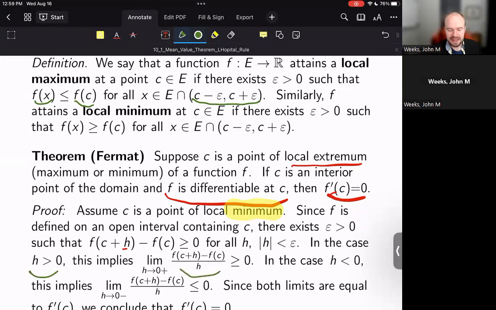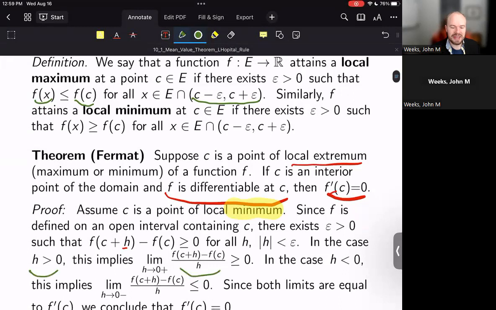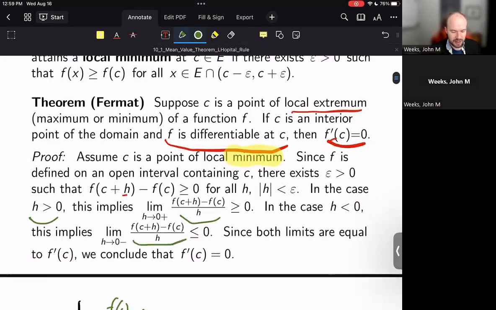In that case, this right-handed limit is going to be greater than or equal to 0. Now, this inequality also holds whenever h is a little bit less than 0, too. The only thing that changes is that h is now coming to 0 from the left. So the thing I'm dividing by is actually a negative number, so this becomes less than or equal to 0. However, we do know that our function is differentiable at the point c.